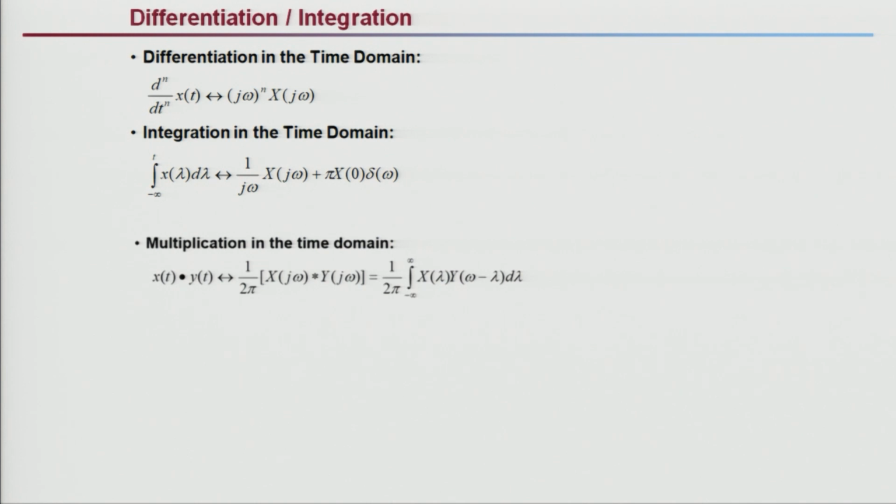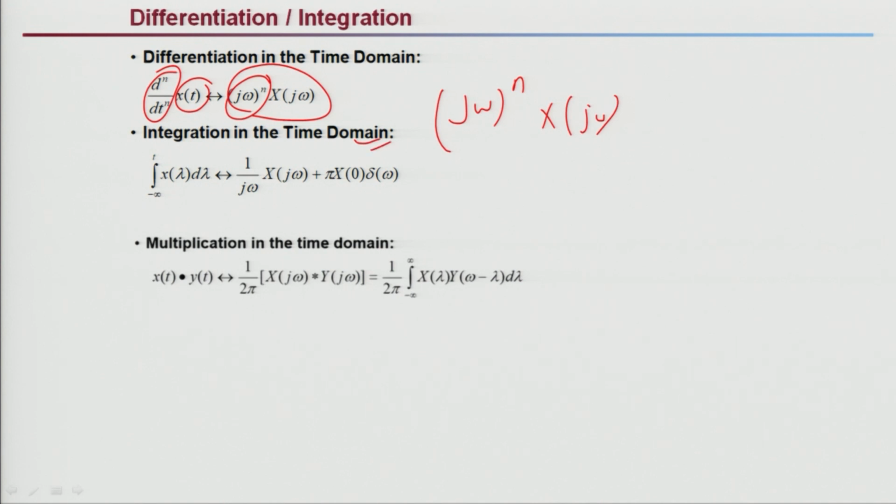The next property is differentiation in the time domain. If you differentiate the input n times, nth order, the result is (j omega) to the power n times X(j omega). This is very simple and you can easily remember it: the order of differentiation is the same as the power of j omega.